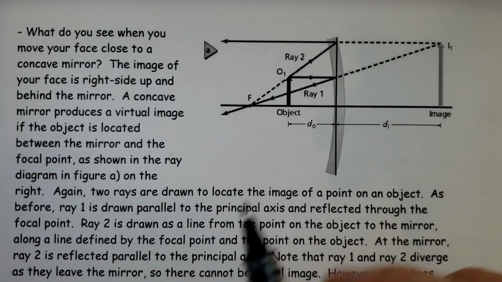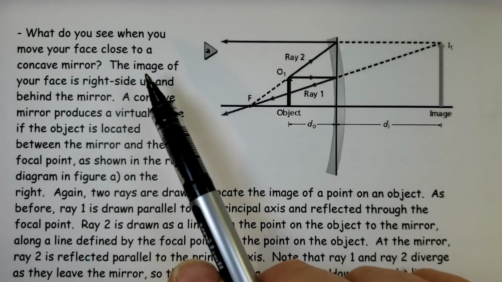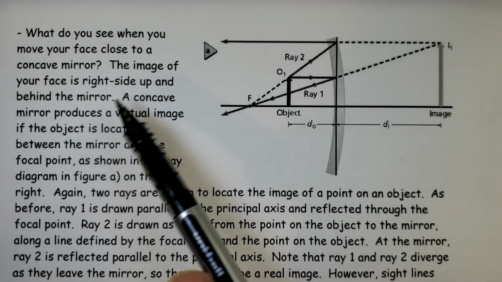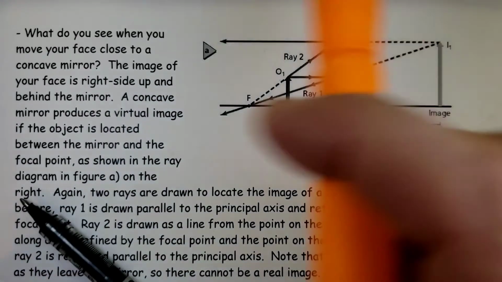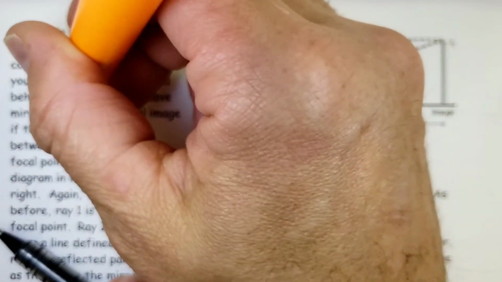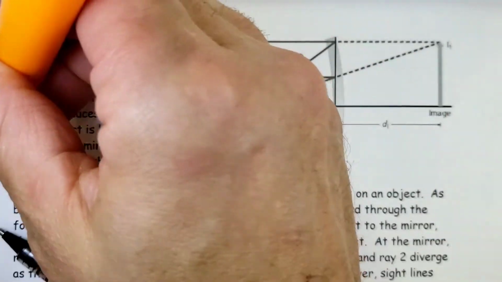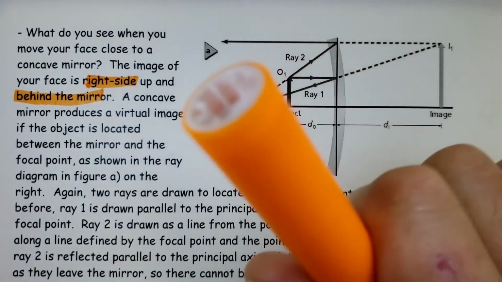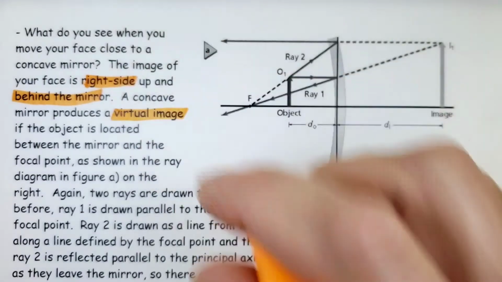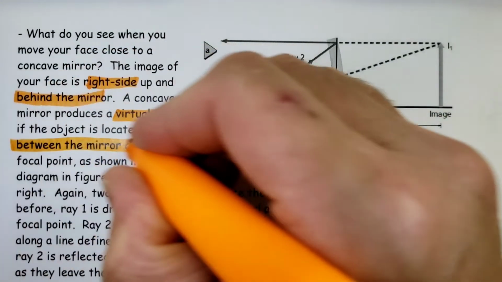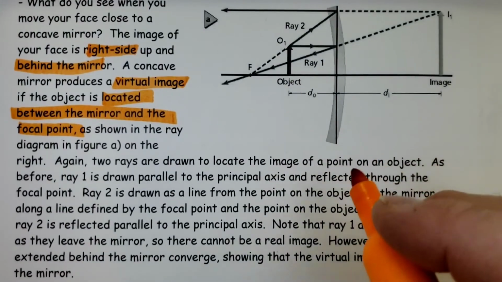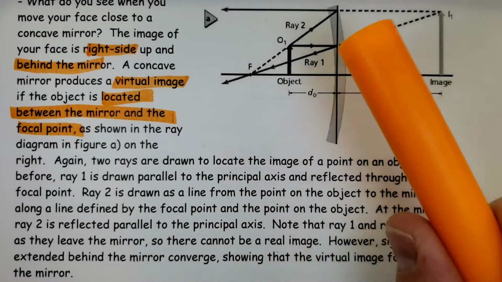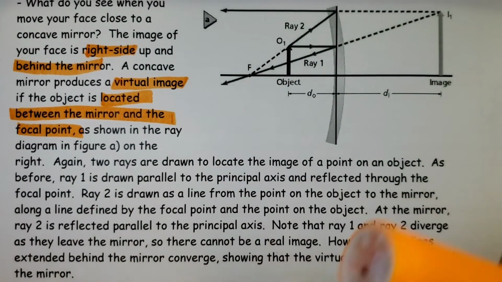So if we look at the next page, we'll see a summary of that. What do you see when you move your face close to the concave mirror? The image of your face is right side up and behind the mirror. So its orientation is upright and it appears to be behind. A concave mirror produces a virtual image if the object is located between the mirror and the focal point, as we saw there, inside that focal region. And we can see the same scenario here with those diagrams.